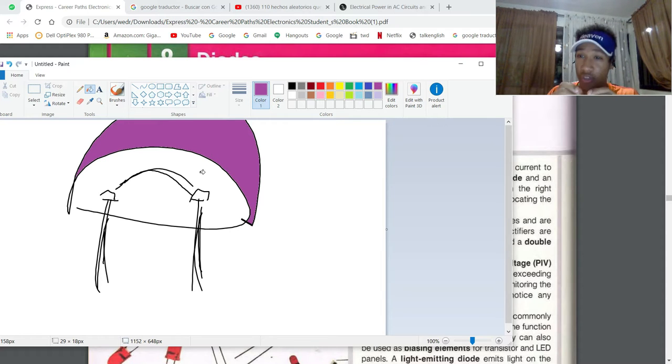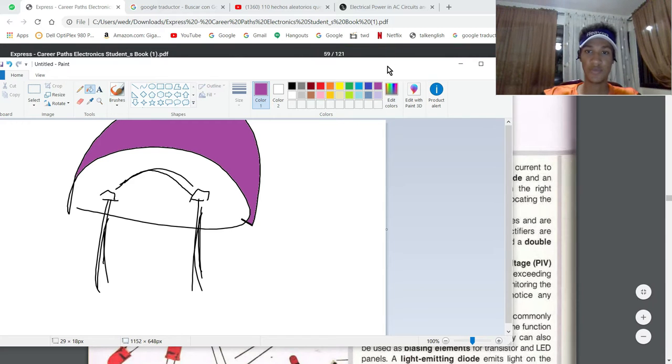You need to put the positive and negative correctly, because if you don't, the LED doesn't work correctly. You need to put the positive and negative well. Okay.